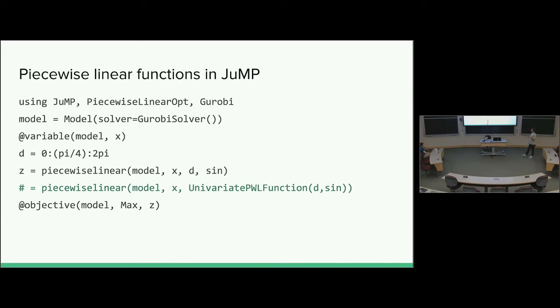And then we can call this piecewise linear function, which takes as arguments the model, the variable for the argument of the function, the gridding along the domain, and then a functional form for the values of the function. Right, so this is equivalent to explicitly constructing this univariate piecewise linear function object using the partition of the domain and the functional form. What this returns is z, which is just a JuMP decision variable, and we can plug that into our optimization problem in whatever form we want. So we can put this in a constraint, we can put this in the objective, anything.